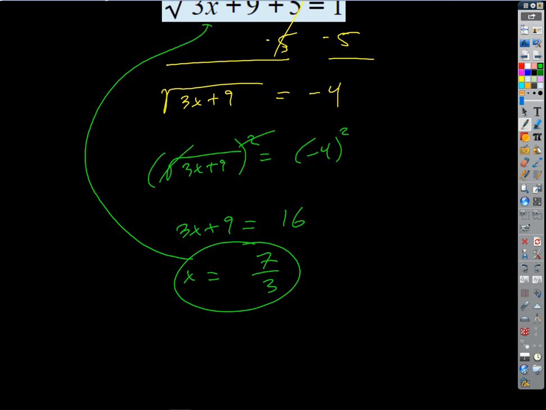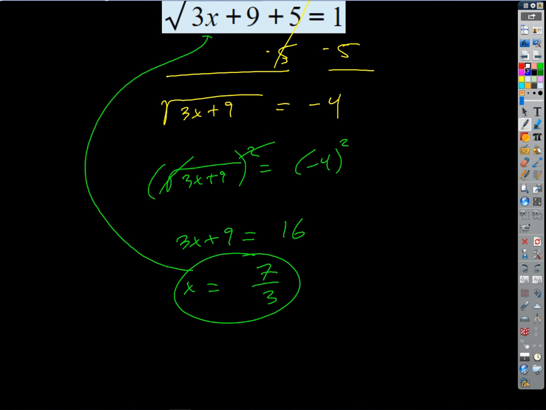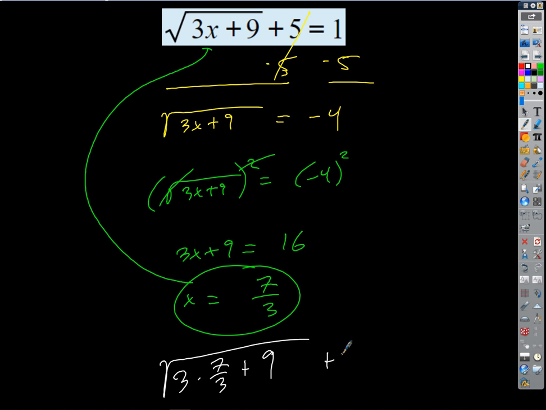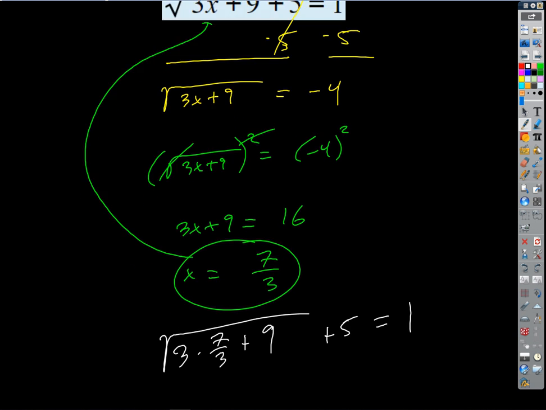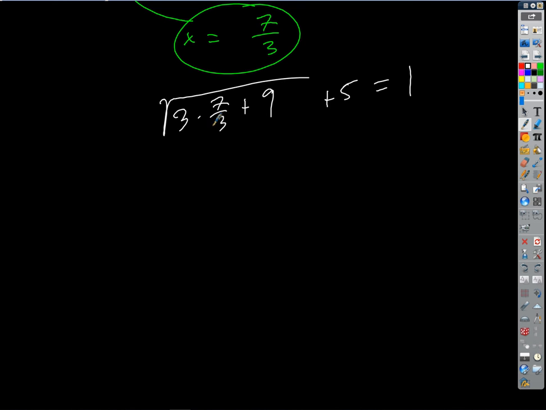So if I plug it in, well, we'll go clear up here, just see what happens. So if I plug it in there, I'm going to get the square root of 3 times 7/3 plus 9, and then outside of the radical I've got a plus 5 equals 1. Does that work? Let's see, 3 times 7/3, just 7, right? So I end up with the square root of 16 plus 5 equals 1. Is that true? No. It is not true, is it? Not true. So that is not an answer. It's an invalid solution.